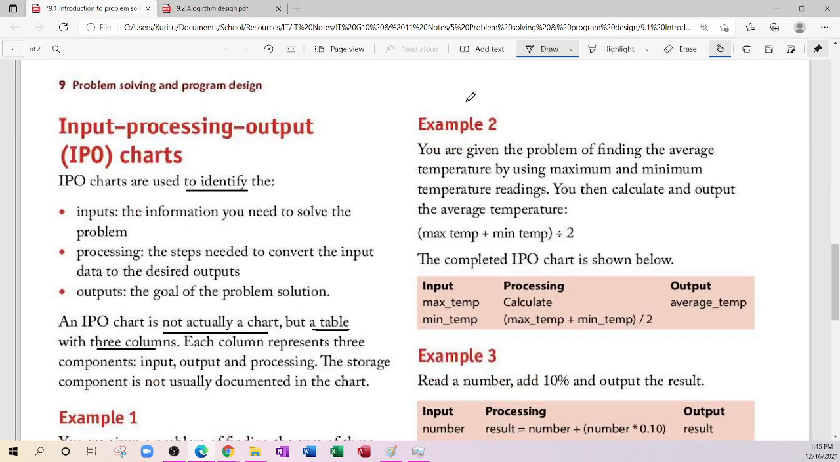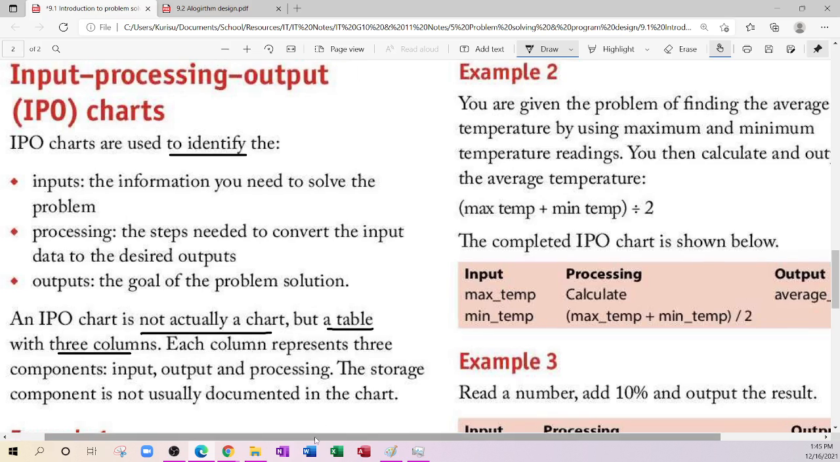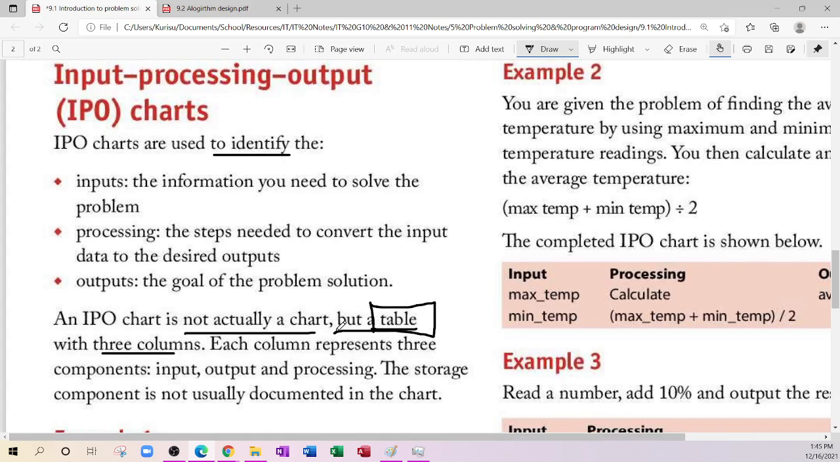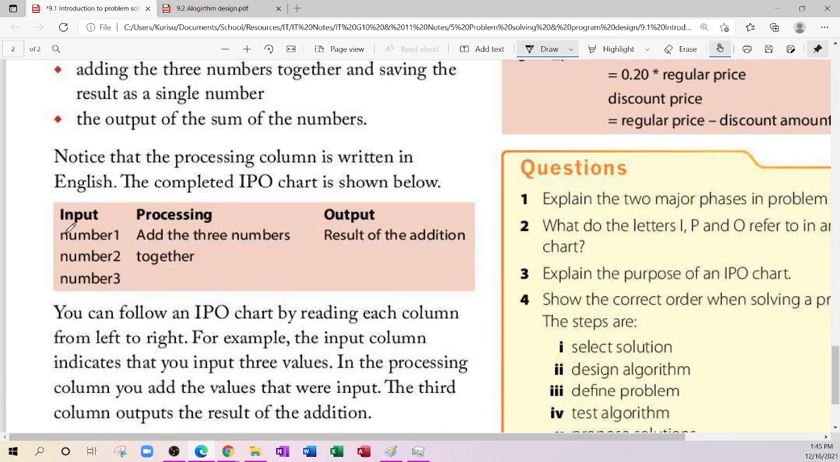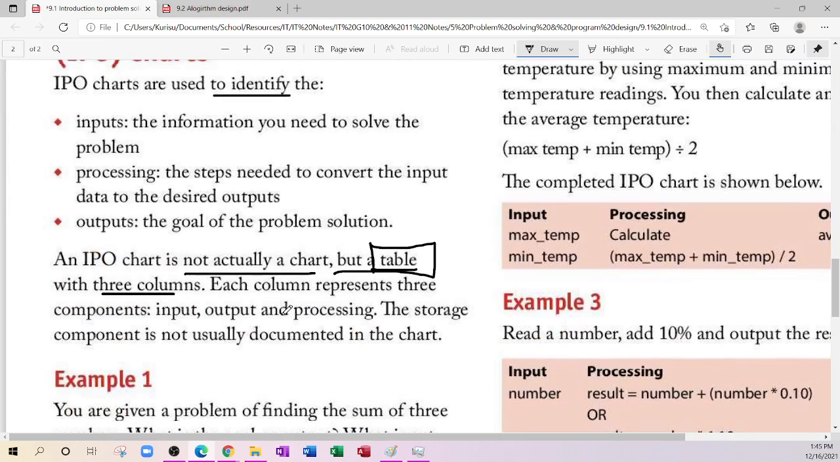You could simply write it. You could simply say input and what is your input, but we have an IPO chart that we can use. And as you just read, the IPO chart is not actually a chart, it's just a table. This is an example of it here. It's just a table. So imagine it like this here. It's a simple table. You have the input column, you have the processing column, and you have the output column. So the same three pieces of information you would put into the chart.